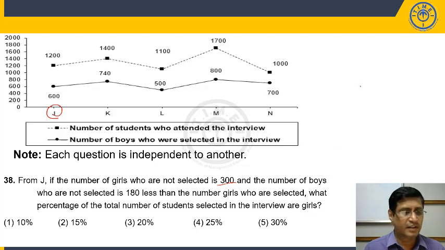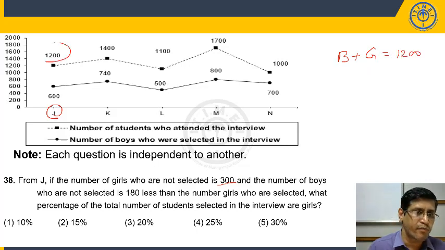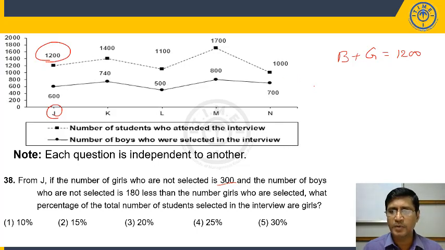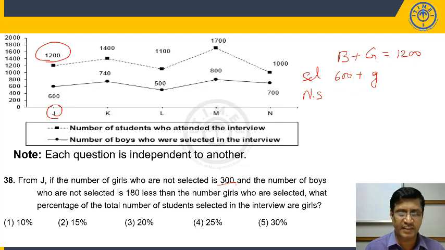So what is given here? College J, total boys and girls. If you observe, the total of boys and girls is 1200. In that, how many are selected? Boys selected is 600, girls selected is not given, so I am taking G. And how many are not selected? The number of boys not selected is not given, whereas girls not selected is given here as 300. So I am taking this as 300.